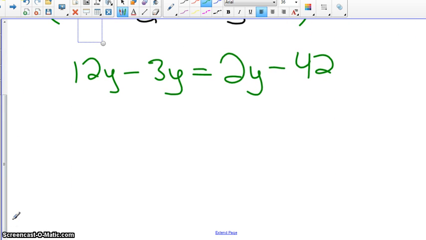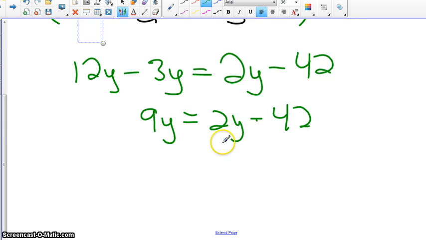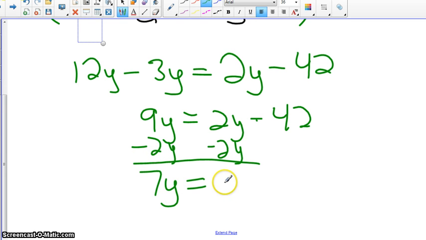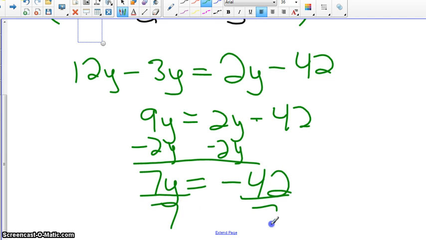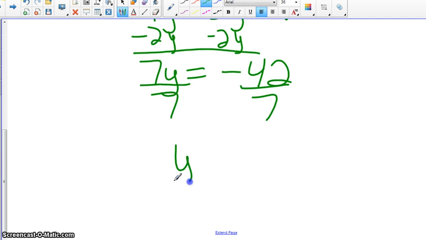And now I combine my like terms. 12y minus 3y would be 9y minus 2y minus 42. I'm going to subtract 2y from both sides. I'm going to get 7y equals a negative 42. And divide by 7. So y is equal to negative 6.